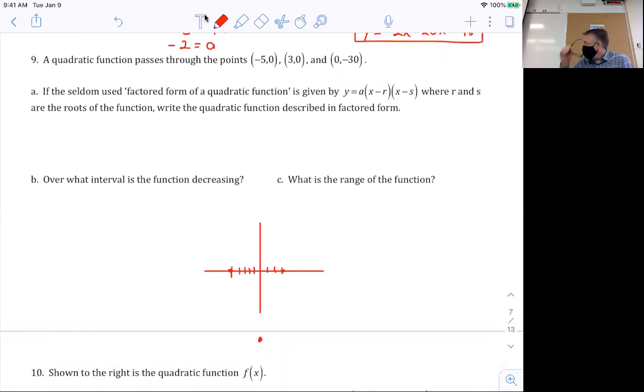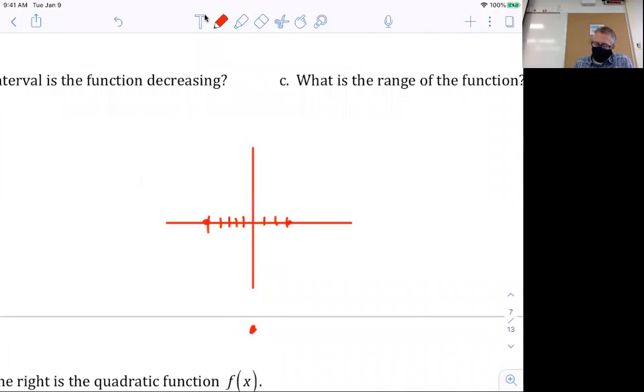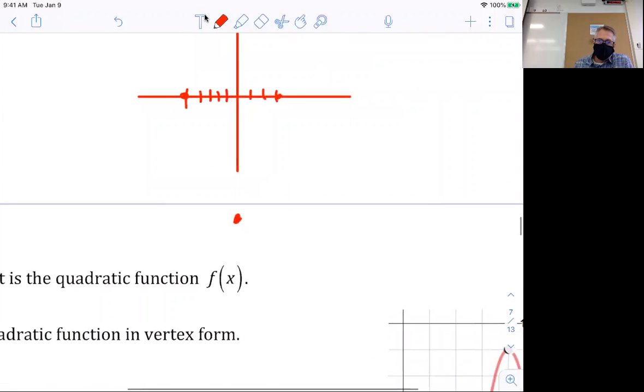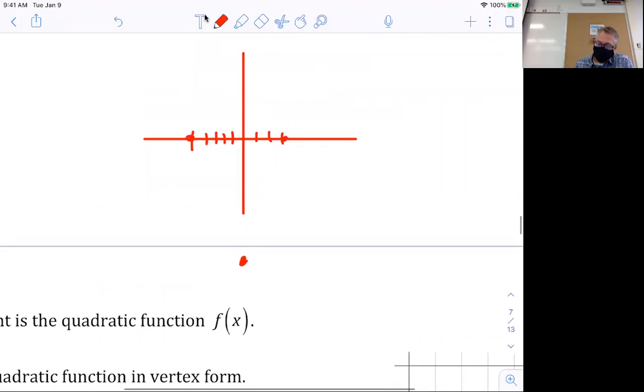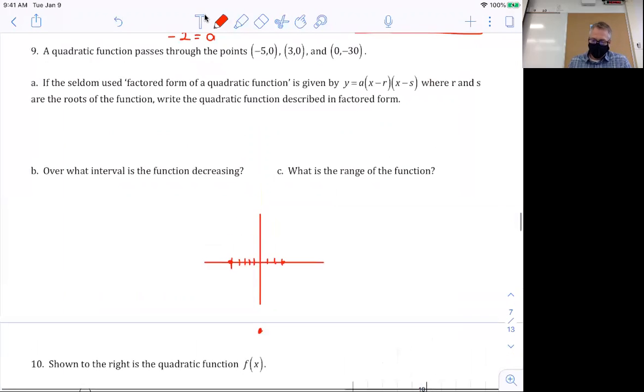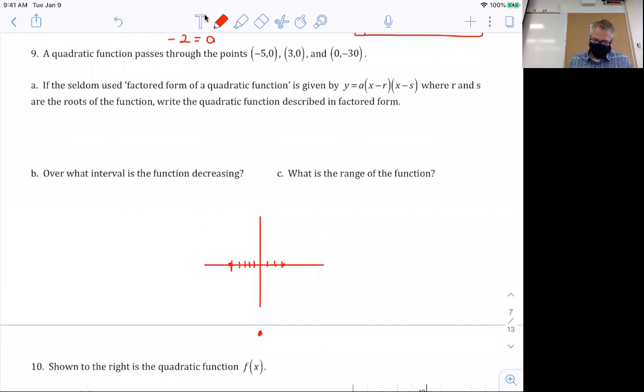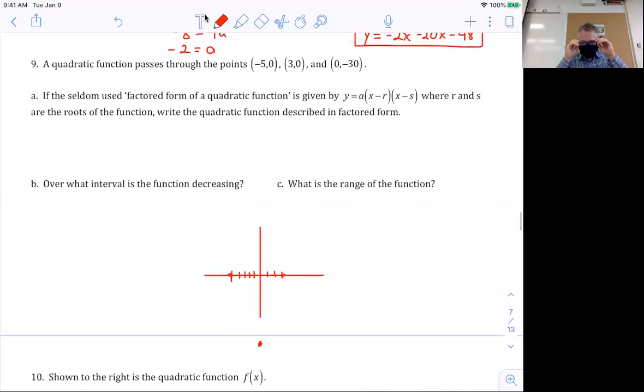Now be careful, it does not say that 0, negative 30 is the vertex. In fact, it's not, and I'll tell you why in just a second, how we can be positive it's not. But I can determine from this that it opens upward. Okay, you can't make a parabola opening downward and hit those 3 points. It's impossible. So I know it opens upward. So there are a few ways that we can do this problem. So I'm going to talk about it from a few different angles.